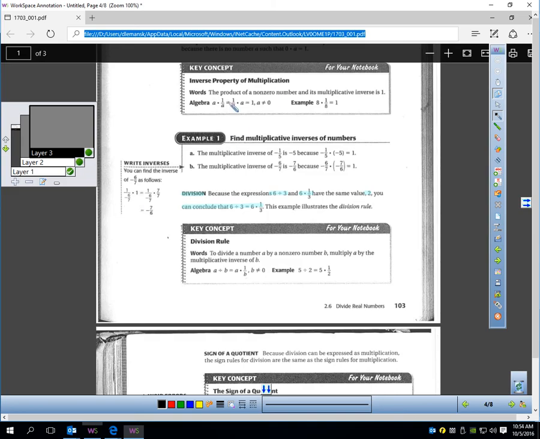Now, this lesson's on division. What does that reciprocal stuff have to do with division? Well, think about 6 divided by 3. I think everybody watching knows 6 divided by 3 is 2. If you take 6 times 1/3, you notice 1/3 is the reciprocal of 3. That equals 2 also. You can conclude that dividing by 3 is the same as multiplying by its reciprocal, which is 1/3, which gets us to the division rule.